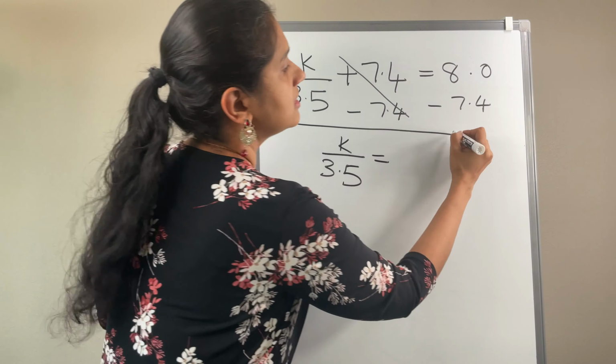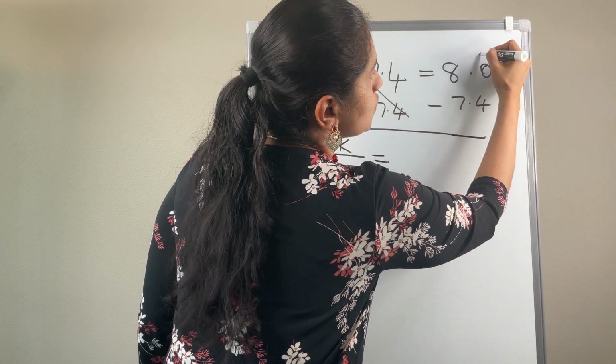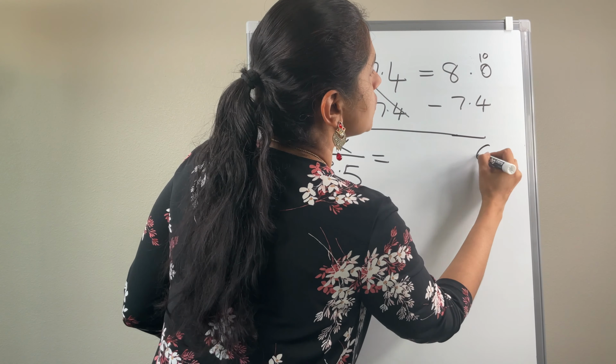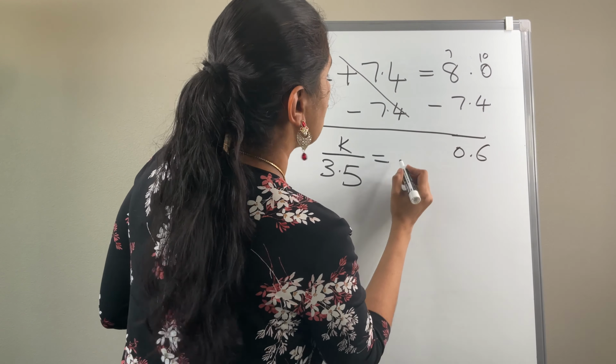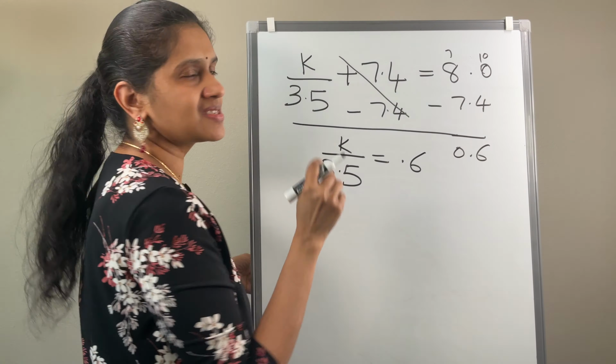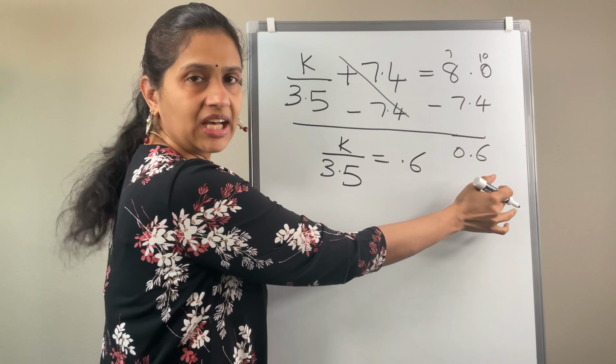Let us subtract this. Here you will have 0. So I am taking the balance 10 minus 4, 6. Here you will have 7. So 0.6 and you will have a positive symbol. So 0.6 is what I will get on the other side.